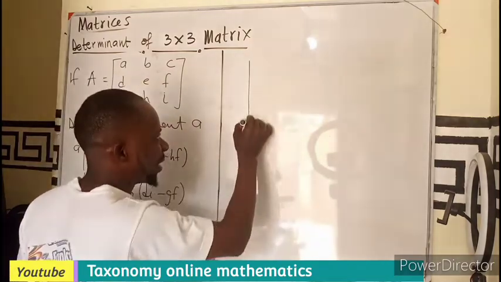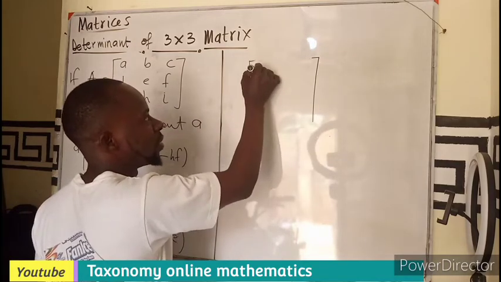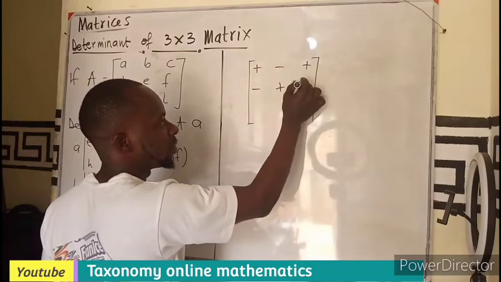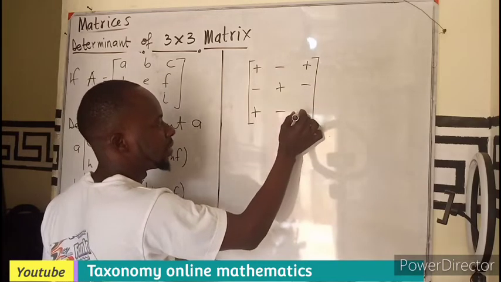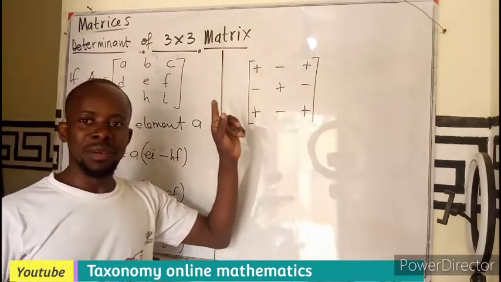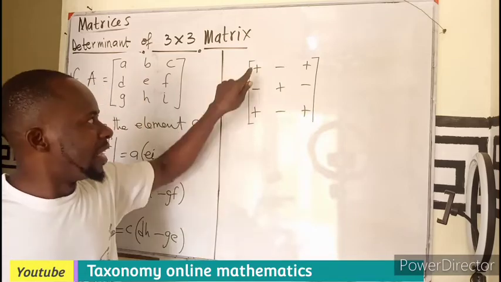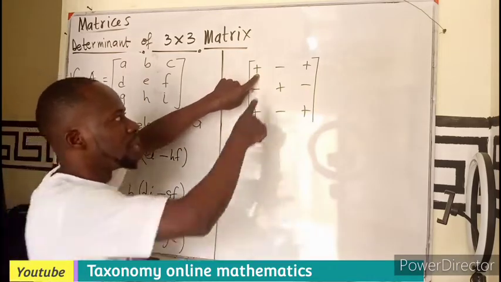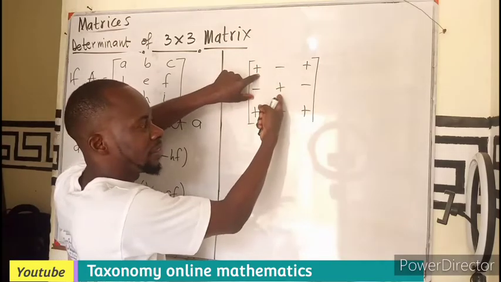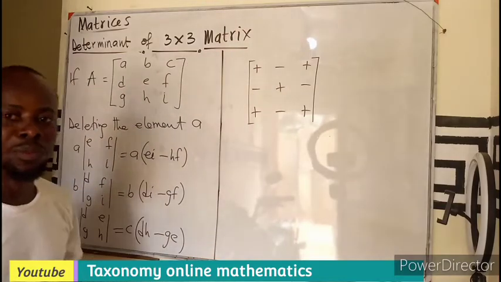The second aspect is that we take alternating signs. Plus, minus, plus. So minus, plus, minus, plus, minus, plus. We are taking alternating signs. Don't forget, we are beginning with plus here. So it will alternate. Plus, minus, plus. Minus, plus, minus. Plus, minus, plus. So this is what it's going to be.